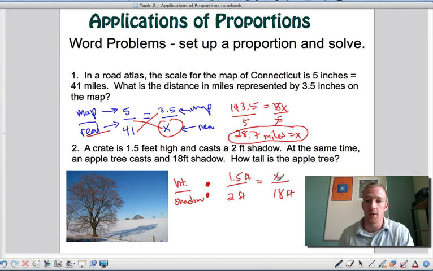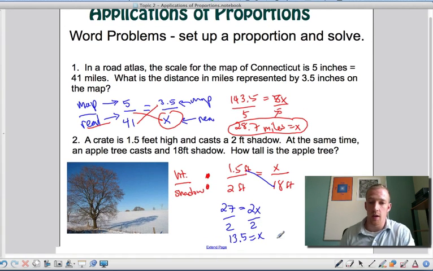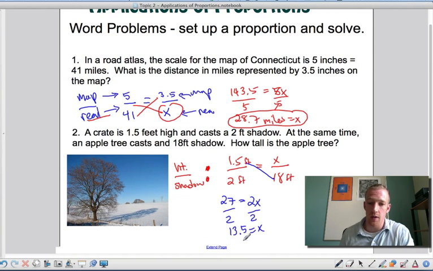I don't know what's up here. So now I'm going to cross multiply and solve. So I've got 1.5 times 18. 1.5 times 18 is 27. 2 times x. And now we solve. And that gives us 13.5 equals x. And it's 13.5 what? That is 13.5 feet. That's how tall the tree is.